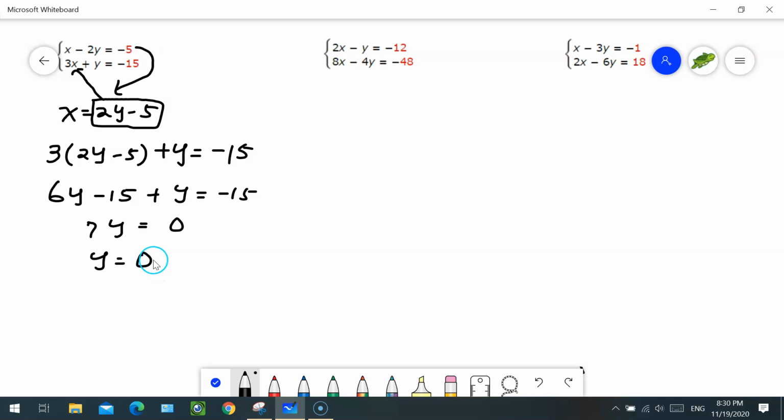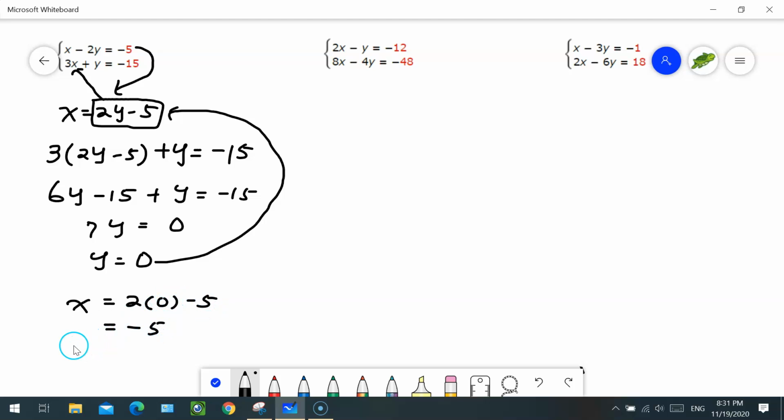Now that we solved for y, we can plug y back in here, then solve for x. So x is equal to 2 multiplied by 0 minus 5, which is -5. So the solution set of this question is x equals -5, y equals 0. So it has a particular solution. That means these two lines intersect at -5, 0. So this one, we went with substitution.